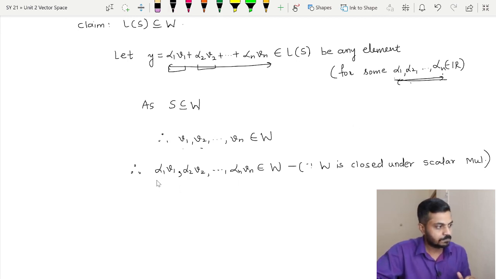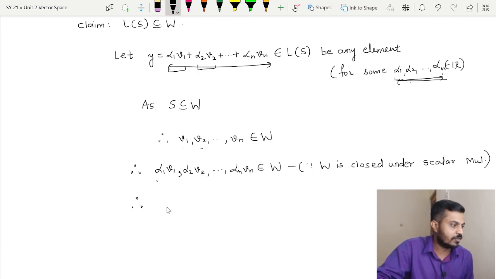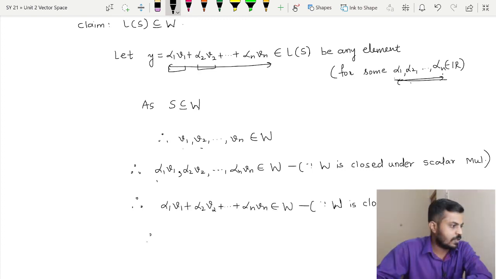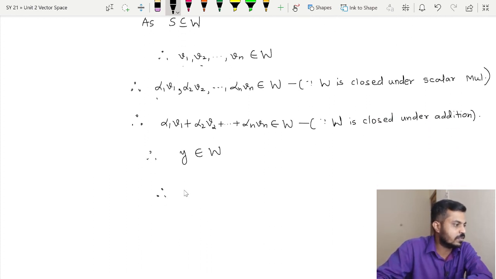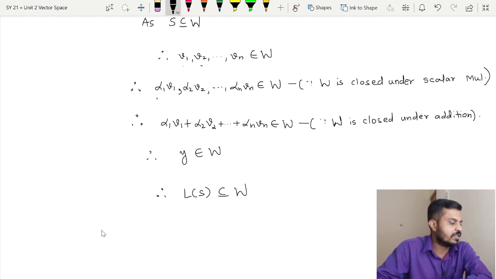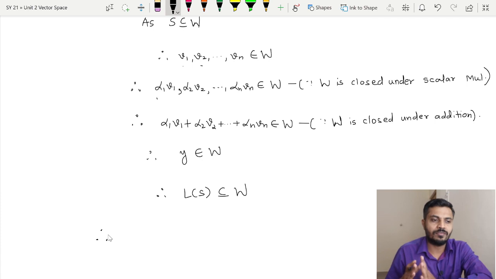And next thing is simple. Therefore Y belongs to W, and therefore we can say that L of S is a subset of W. And therefore, what is our conclusion? Therefore, L of S is the smallest subspace of V containing S.